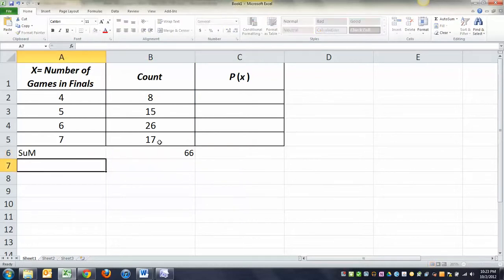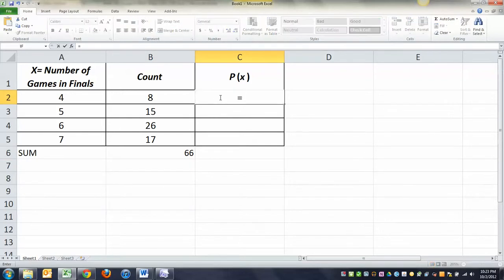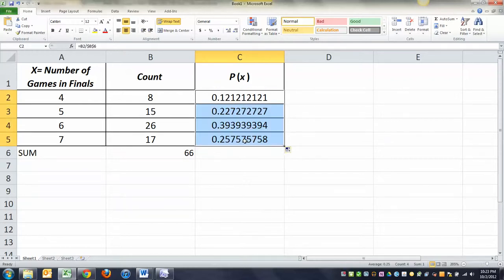66, which makes sense because, whoops, I'm making this in 2012. And I got this data in 2012, and it started in 46. 1946 plus 66 makes 2012. All right, so to find the probability, I want to know how common each count was divided by that total. I'm going to give that total dollar signs with the F4 button, press enter, and then I drag it down, and there we go. There's our probabilities.